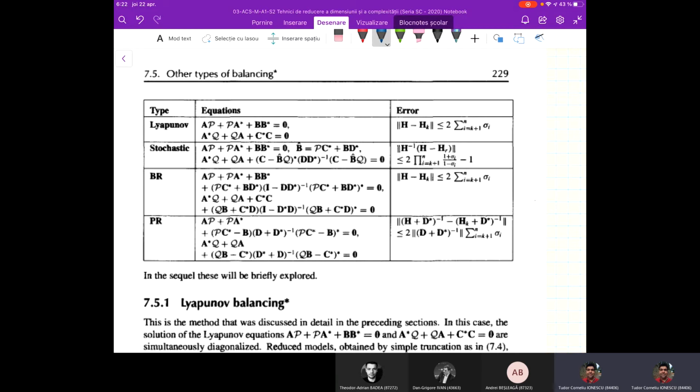Let me just stop for a while and emphasize that this book of Antoulas is like a Bible, especially to our friend from the economics. If you want to study linear dynamical systems, use this book. This is like a Bible. This is a very good book.